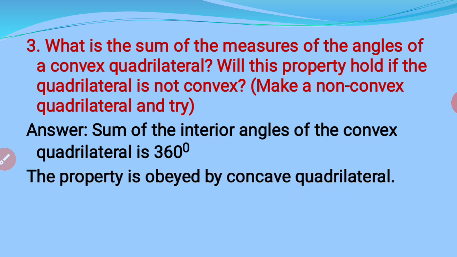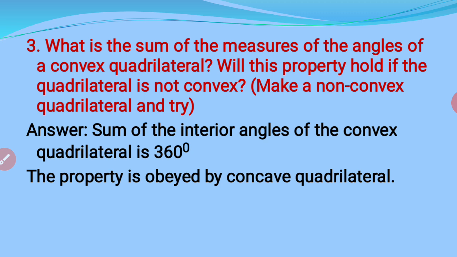Will this property hold if the quadrilateral is not convex? Not convex actually means concave. The same property holds true for a concave quadrilateral. Actually, the property is for any quadrilateral. In a quadrilateral, whatever type it is, the sum of all the interior angles is always 360 degrees.